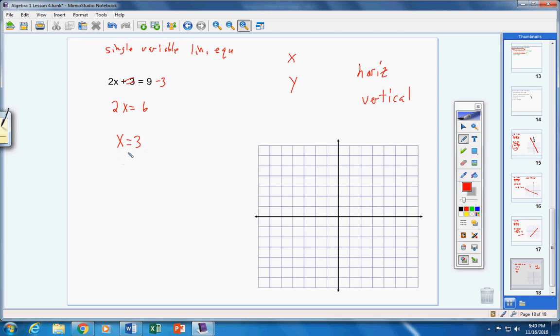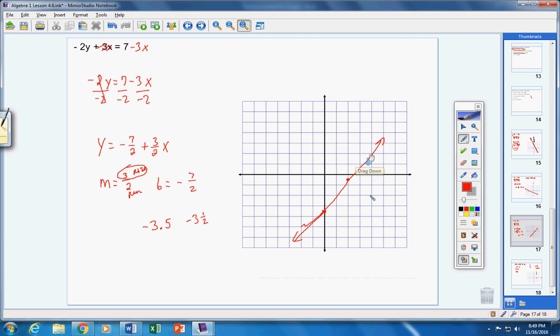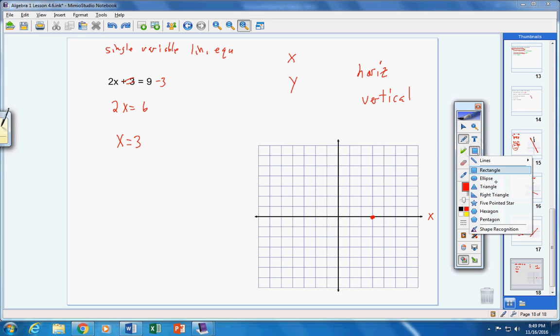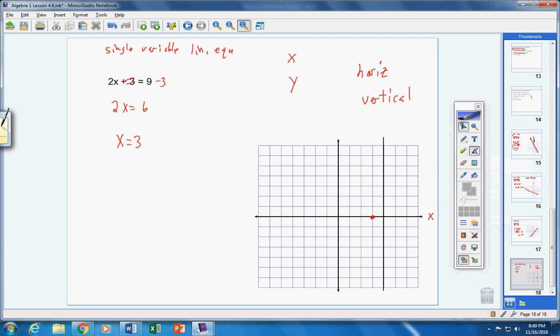So what does this say? Does it say y equals 3? No, it says x equals 3. So don't go to the y-axis. Go to the x-axis and put a point at 3. And then draw a line that goes straight through that point. Draw a vertical line that goes straight through that point.